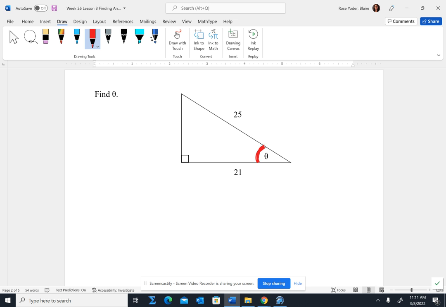Do we have the hypotenuse? Yes, that's the 25. I'm going to label it H. Then do we have the opposite leg? No, we have the adjacent leg instead. So I'm going to write down my SOHCAHTOA. Some old hippie caught another hippie tripping over apples.